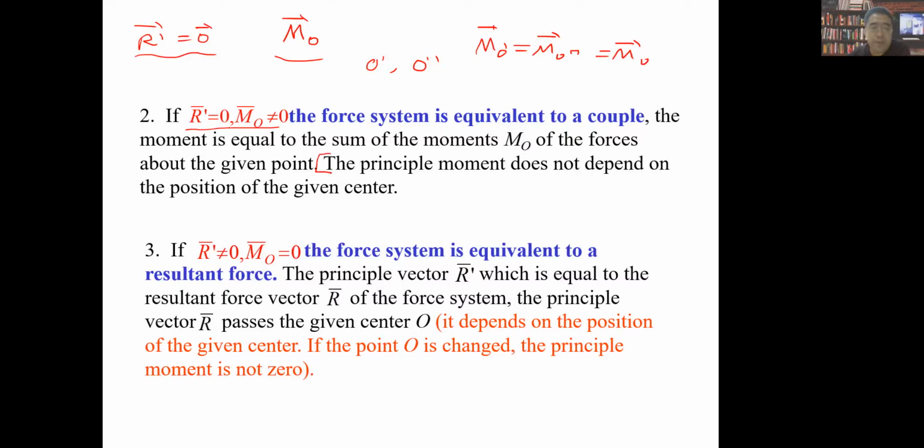Why, if R prime equals 0 and MO does not equal 0, does the principal moment not depend on the position of a given center? Why is this true? Because under this condition, the original force system is equivalent to a couple. So all the couples will have the same magnitude, the same direction, and the same action plane. I hope you can fully understand.